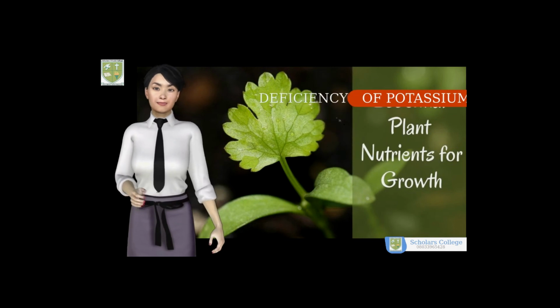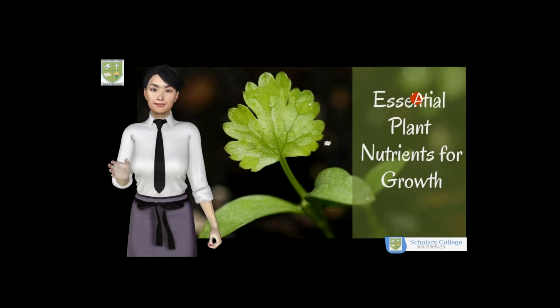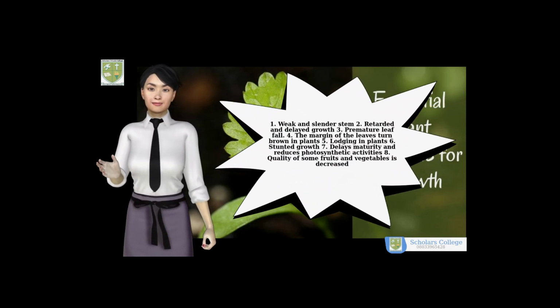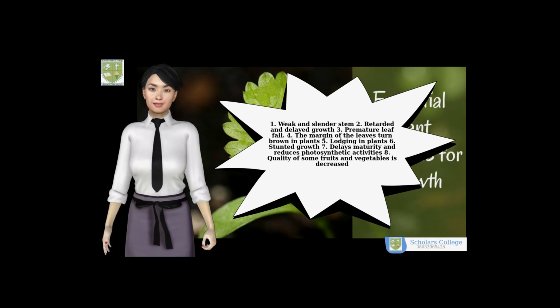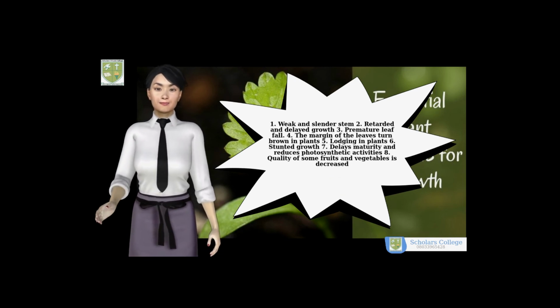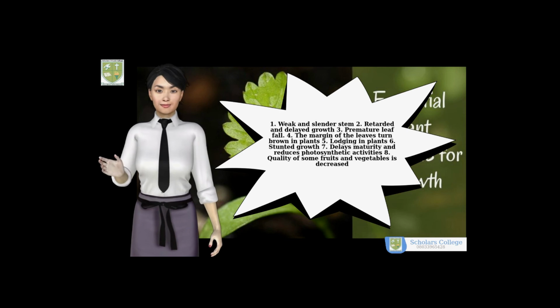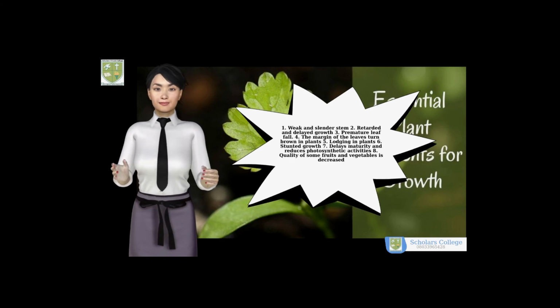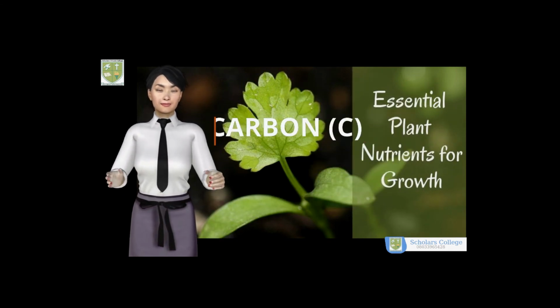Deficiency of potassium. 1. Weak and slender stem. 2. Retarded and delayed growth. 3. Premature leaf fall. 4. The margin of the leaves turns brown in plants. 5. Lodging in plants. 6. Stunted growth. 7. Delayed maturity and reduced photosynthetic activities. 8. Quality of some fruits and vegetables is decreased.